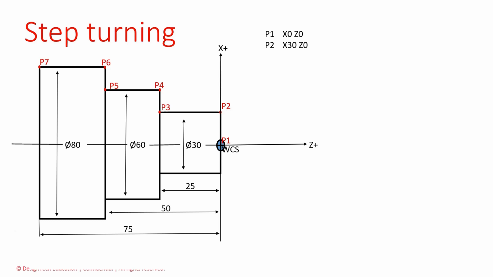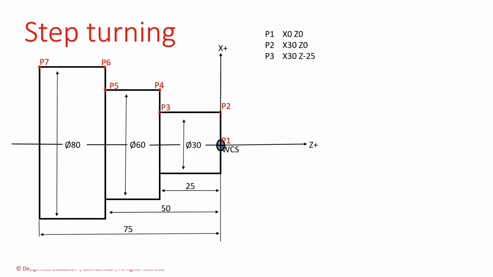The next point is P3. We can observe the direction of the P3 point. It is moving in a horizontal direction. Horizontal direction means z-axis. At that time, we are observing the length values, because the z-axis is the axial axis. The first diameter length is 25 mm. That P3 point value is X30, Z-25.